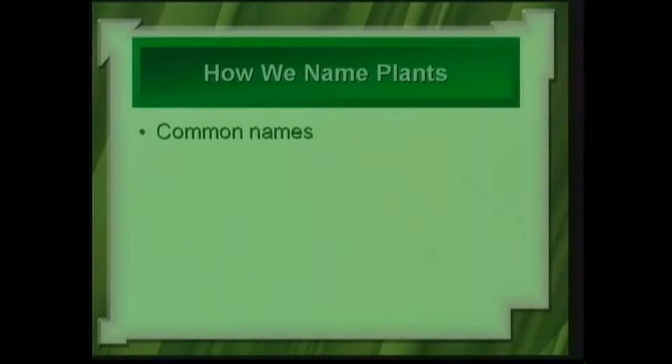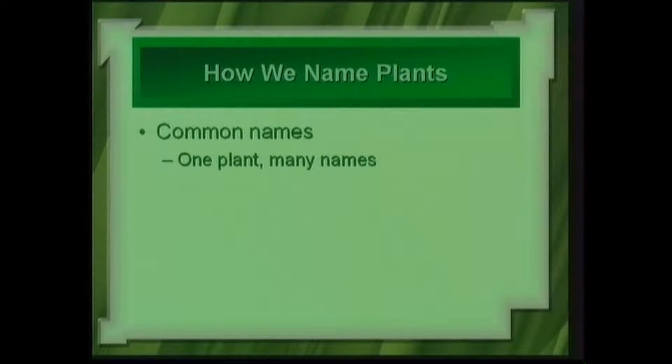Okay, now how do we name plants? We're going to get into the system right now. First of all, common names. Common names are generally held to be good because they're easy to remember and easy to use, but they can have some drawbacks as well.